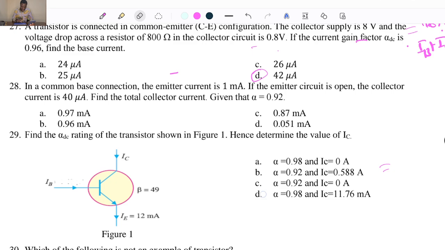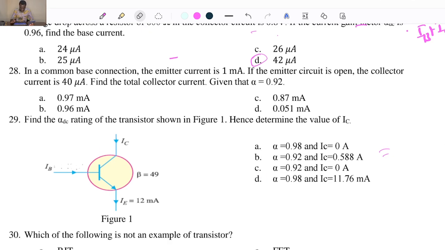Now question 28. In a common base connection, the emitter current is 1 milli. If the emitter current is open, the collector current is 40 microamps. Find the total current given that alpha DC is close to 0.92. So to get the total collector current, it is going to be the initial collector current plus the collector current due to the emitter. First, you can see the initial collector current is 40 microamps.